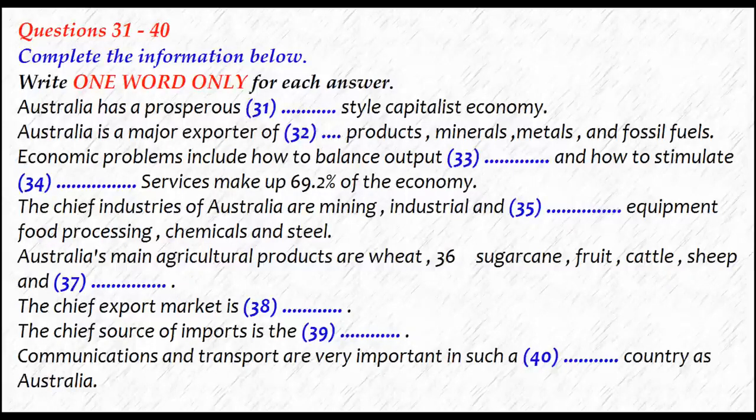What are the chief industries of Australia? They are mining, industrial, and transport equipment, food processing, chemicals, and steel. What are Australia's main agricultural products? They are wheat, barley, sugarcane, fruit, cattle, sheep, and poultry. And who do we sell our products to?